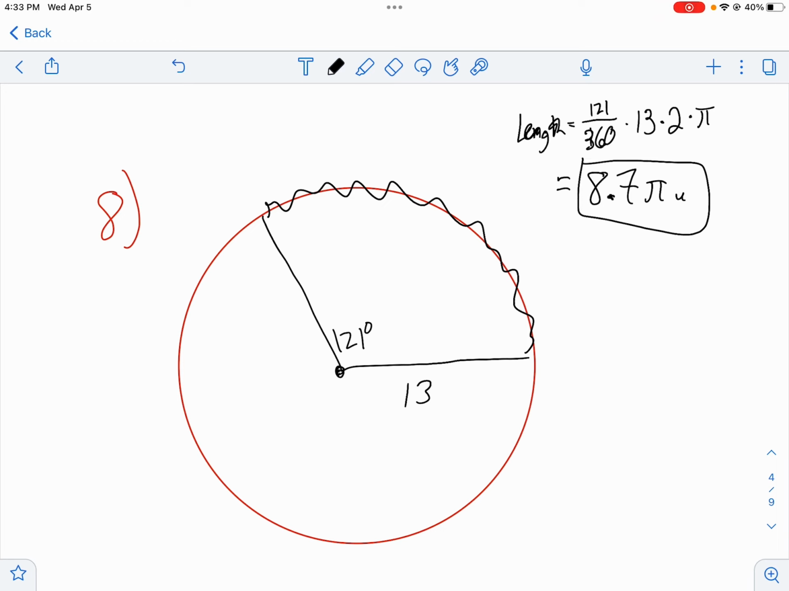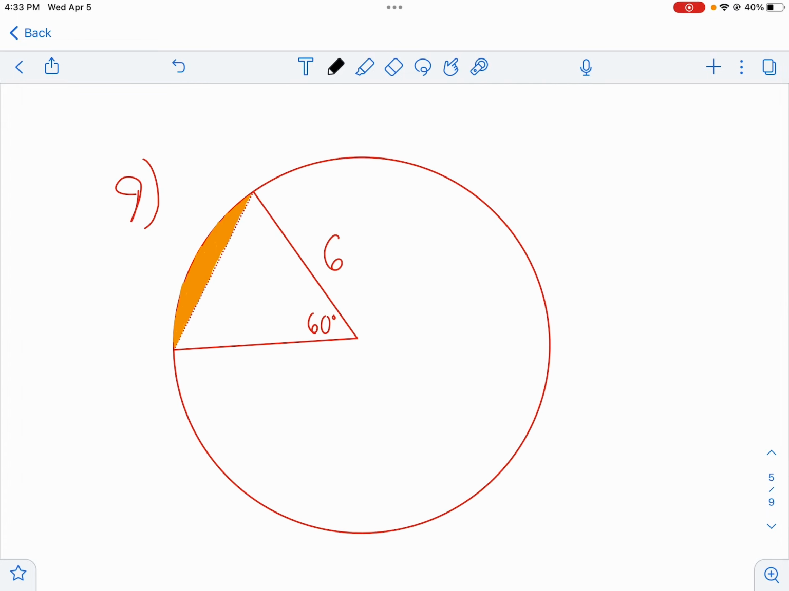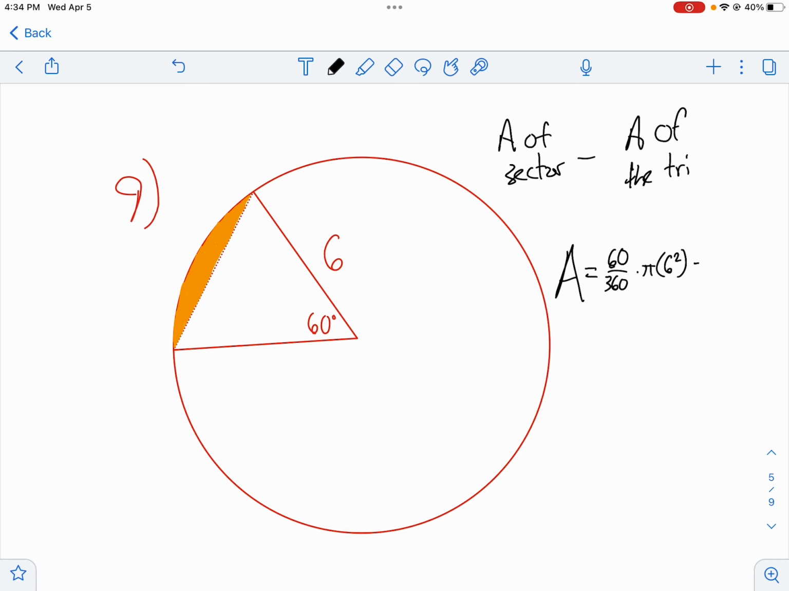Next one. Find the area of the shaded section and round to the nearest tenth. So we're going to go ahead and do that. That's right here. So the area of the shaded section is the area of the sector minus the area of the triangle. Let's start with the area of the sector. That would be 60 over 360 times pi r squared, so pi 6 squared. I'm going to subtract from that the area of the triangle.